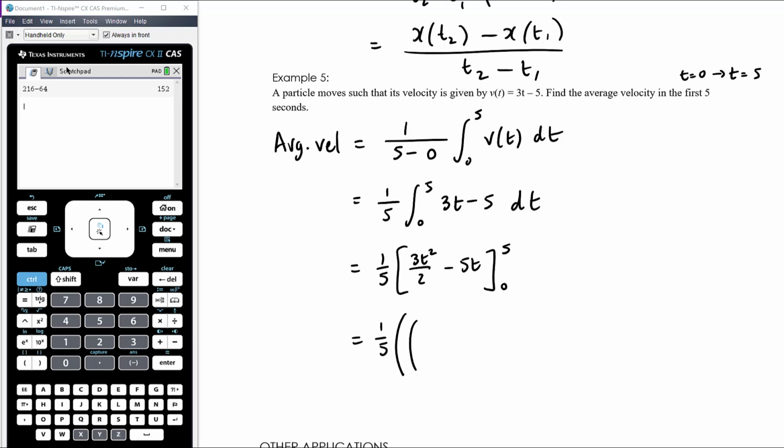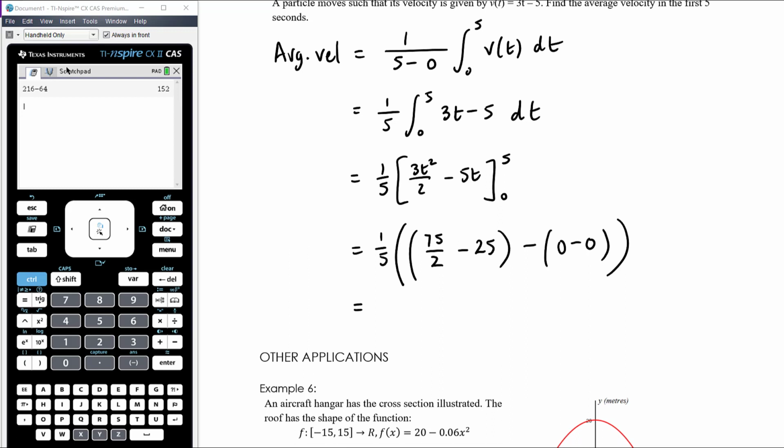Okay, so we're going to have 3 times 5 squared. So 3 times 5 squared is actually 75 on 2 minus 5 times 5, which is 25. And then we're taking away, it'll be 0 minus 0. Okay, so we've got 1/5 times, now 75 on 2 minus 25. 25 is 50 on 2. So 75 on 2 minus 50 on 2 is 25 on 2. And then cancelling down the 5s leaves us with 5 on 2. So the average velocity is 5 on 2.